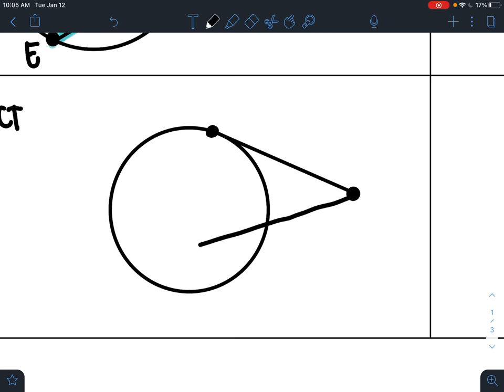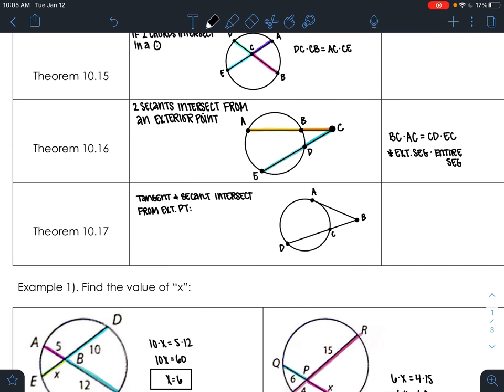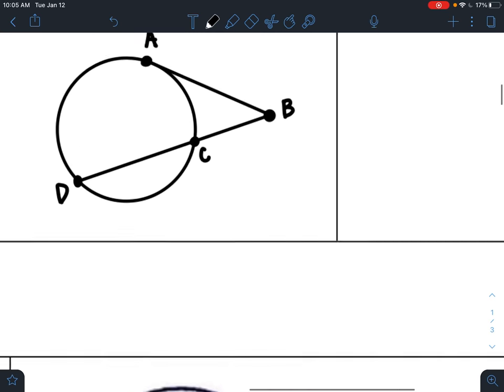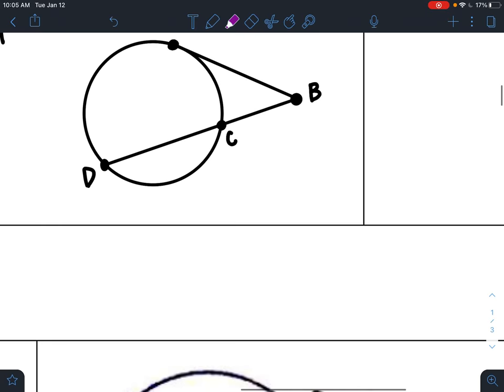And then let's draw a secant so that it's intersecting twice through that circle. So 2 points of intersections. And so let's call that top point of tangency A. Let's call the exterior intersection point B. And let's go down through that secant and do C, and then D.